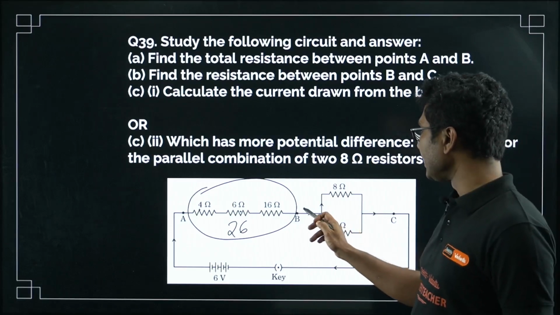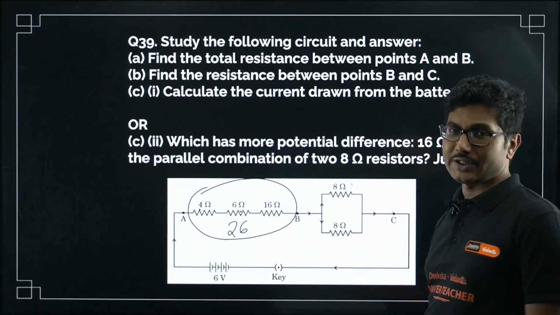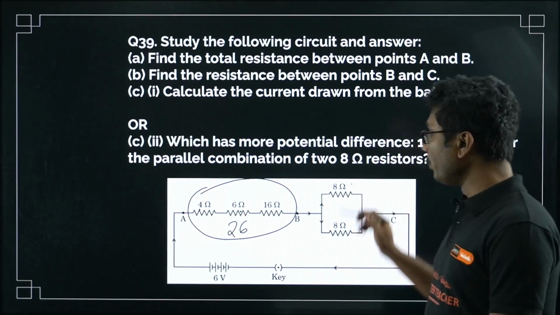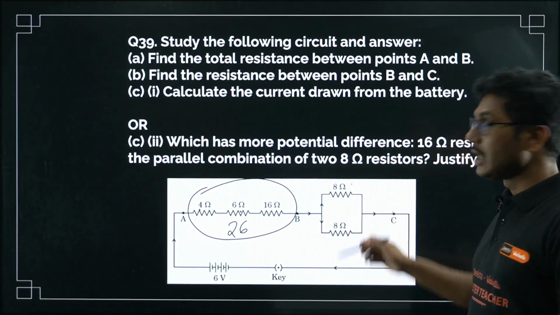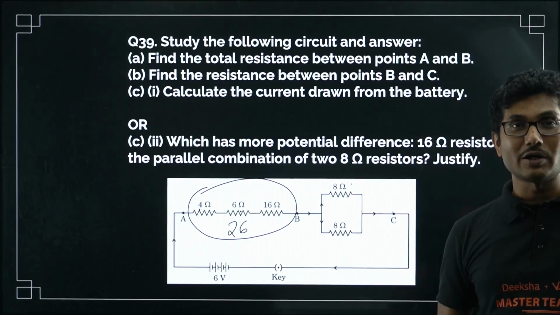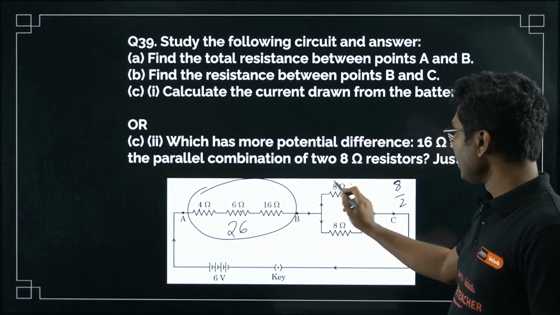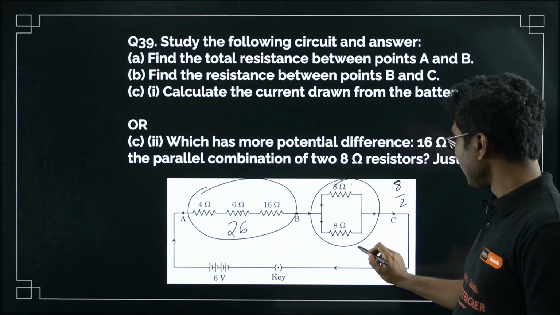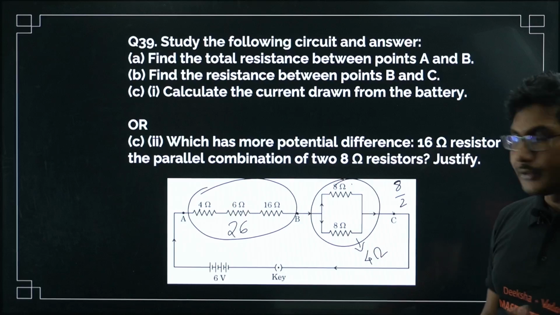Next is find the resistance between point B and C. Here we can see 2 8 ohm resistances connected in parallel. How many resistances? 2 resistances. Are they equal? Yes, they are equal. So what is the shortcut I taught you to calculate the equivalent resistance? 8 by 2. So this will be 4 ohm. Can you use that in the exam? If you explain it properly, yes, you can use it.